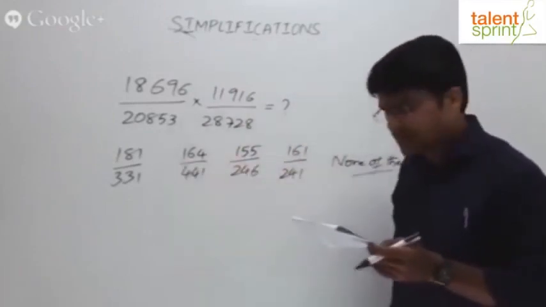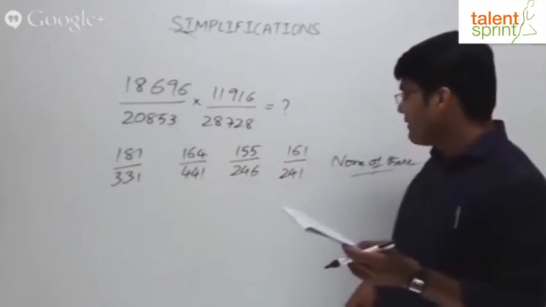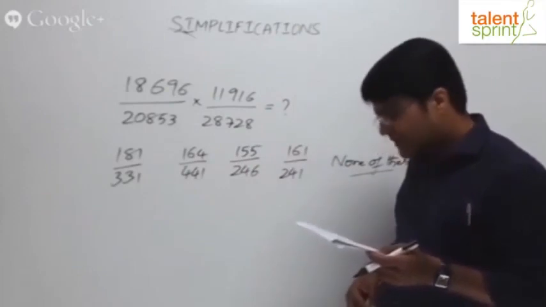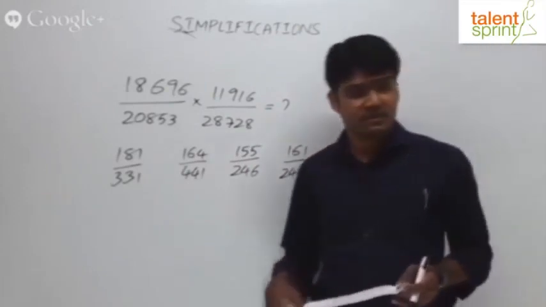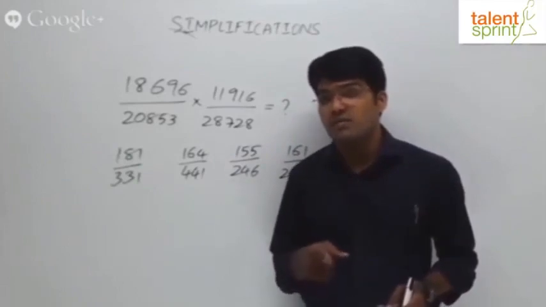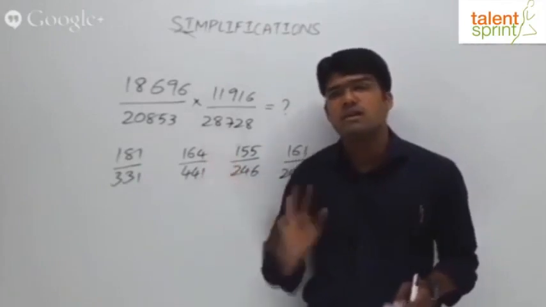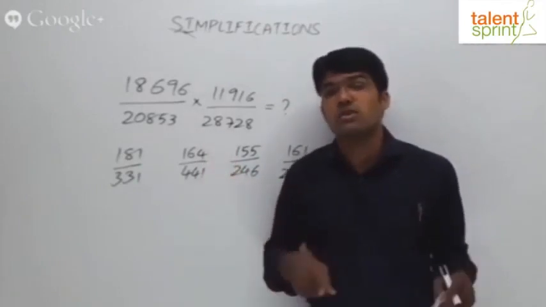Options are 181 by 331, 164 by 441, 155 by 246, 161 by 241, and the fifth option is none of these. Remember, the units place method does not work in case of division, which is as in the given question here, right? So just think of it. What are you going to do? Do you want to solve it or leave it?